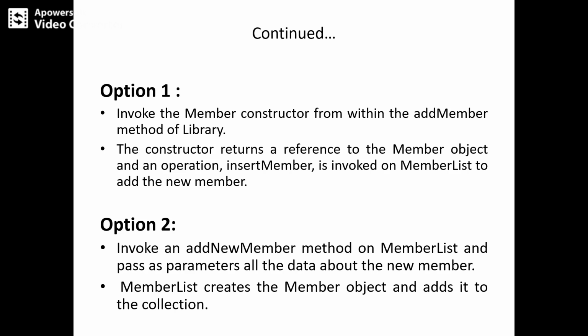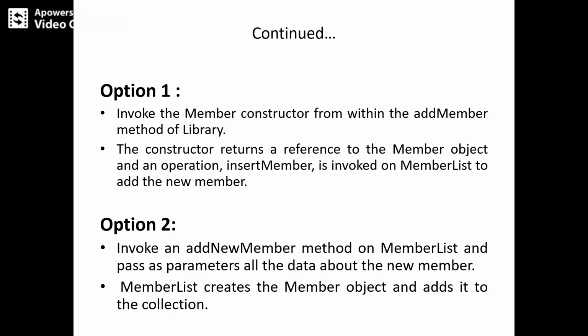As a result, if changes are later made to the member constructor, this will affect the member list, even though the intended function of the member list does not warrant these changes. Therefore we are always going to prefer option 1, to implement the add member method.